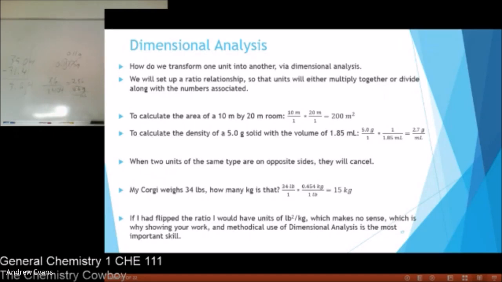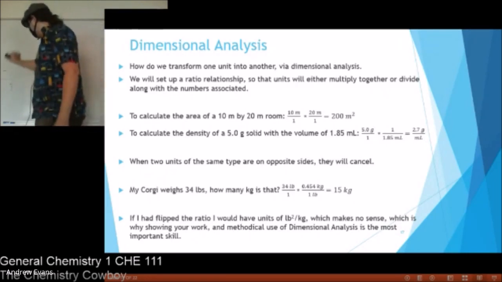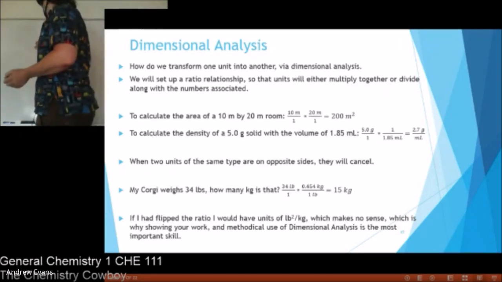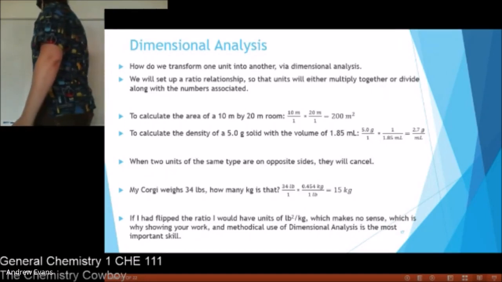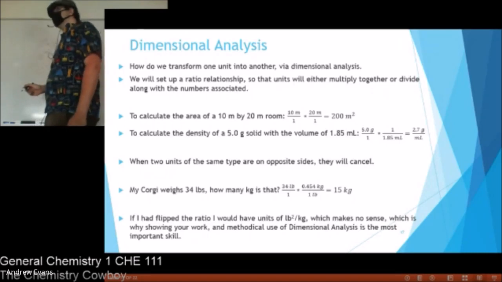So dimensional analysis is how we transform units. It uses relationships where we multiply units together or divide by units the same way as you would multiply and divide numbers. Remember how when you multiply 10 to the x times 10 to the y, we can say that is 10 to the x plus y. Well, the same thing with units.